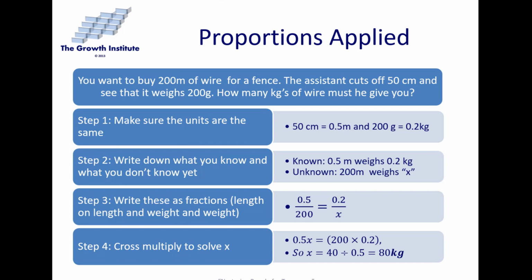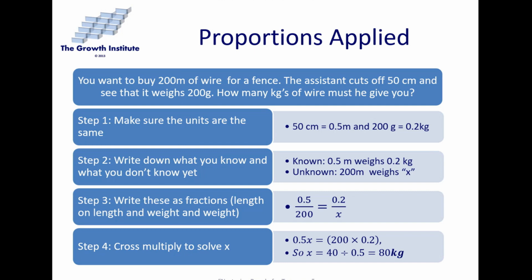Okay, that's fine. So over there, at the top we see 200 meters of wire, and then the assistant cuts off 50 centimeters. We cannot have meter and centimeter, so we must change the centimeter into meter. 50 centimeters is the same as 0.5 meter. How do we know that? We know that to move from centimeter to meter, we must divide by 100 because there is indeed 100 centimeters in a meter. So 50 centimeters can be written as 0.5 meters.